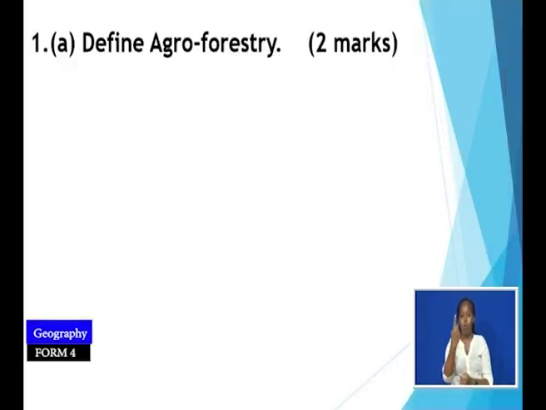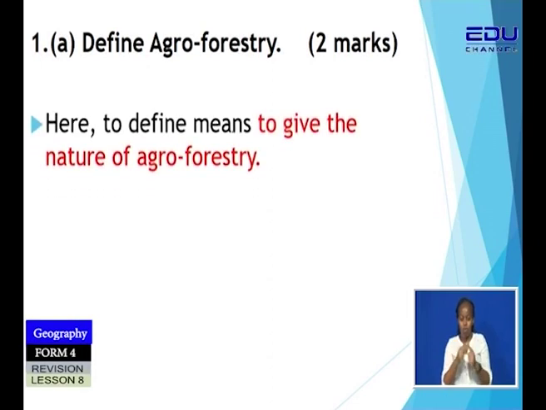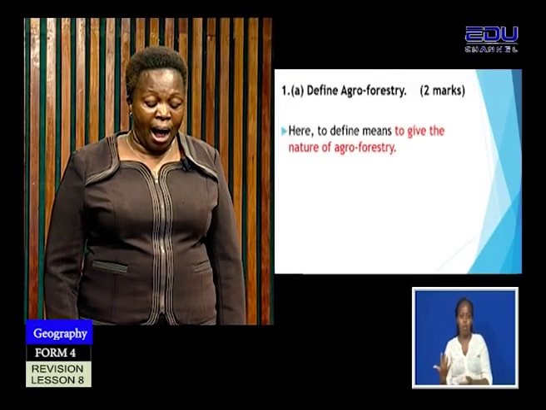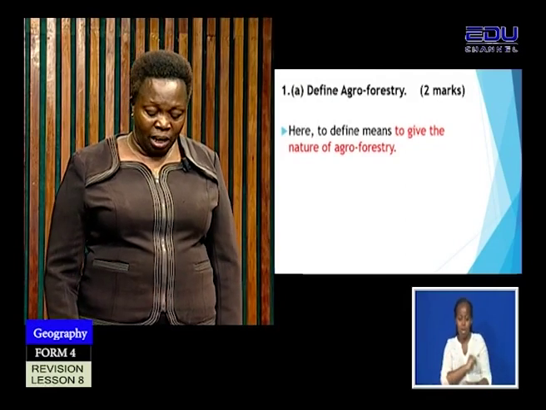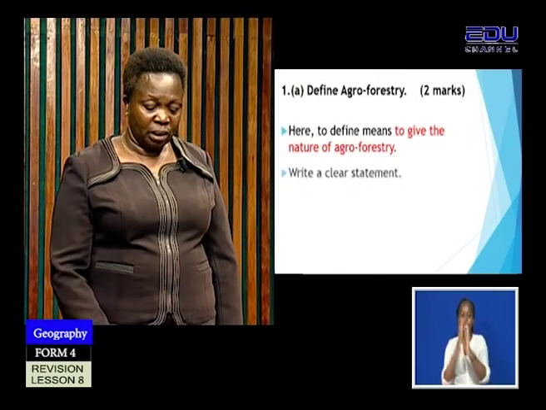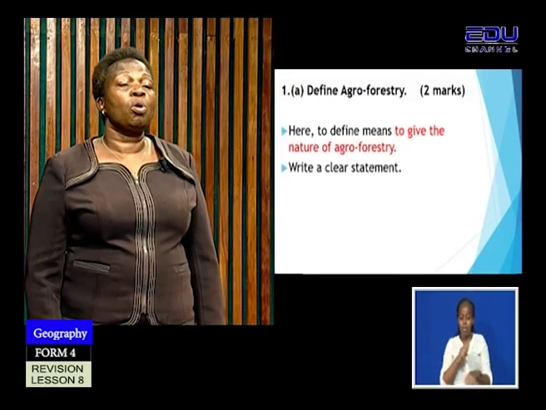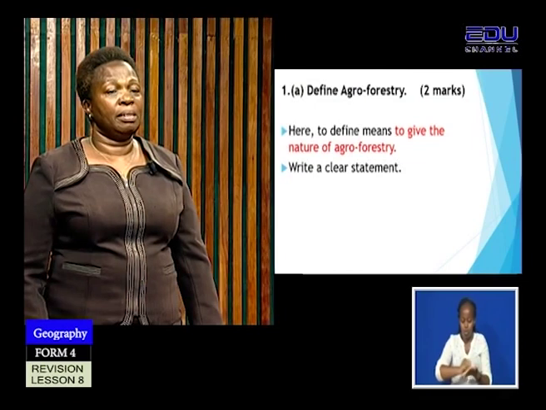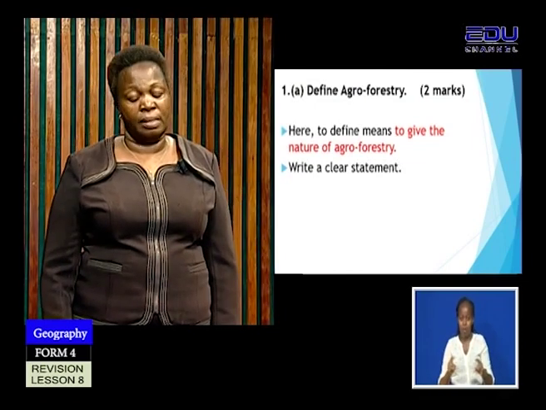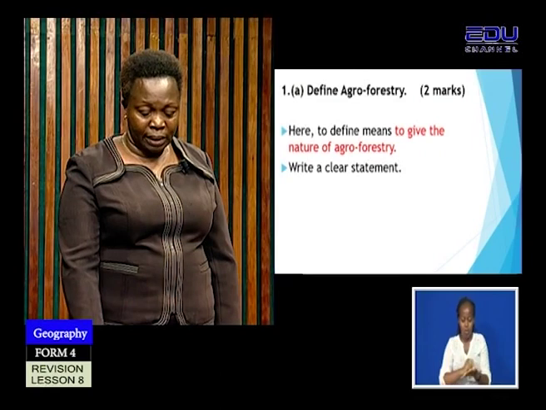The first one is define agroforestry. So we have to look at this question to understand what it means first before answering it. Here, the term define has been used. And define means to give the nature of something, and in this case we are giving the nature of agroforestry, or the nature of the term agroforestry. And when you're doing so, you must write a clear statement. You're not supposed to list your answers, but you're supposed to write a clear statement.